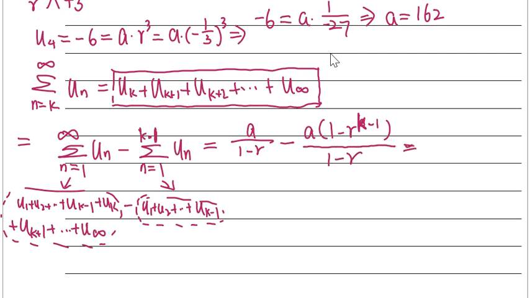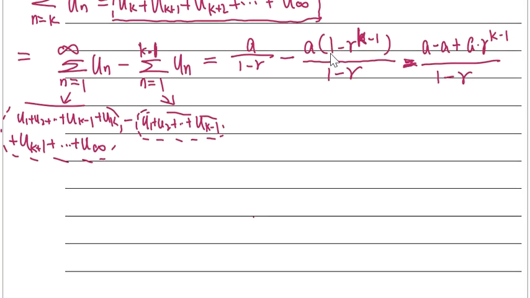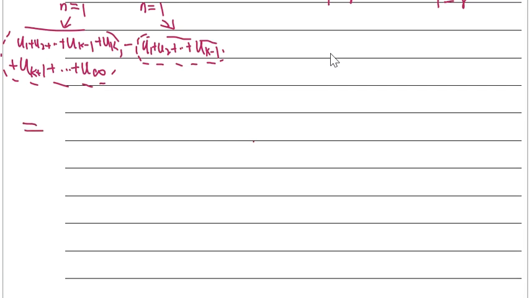And then we want to simplify this a little bit. The denominator will be 1 minus r. The numerator will be a minus a times r to the power of k minus 1. Then we have a times r to the power of k minus 1, over 1 minus r. Now we know the value of a and r. Let's keep going.